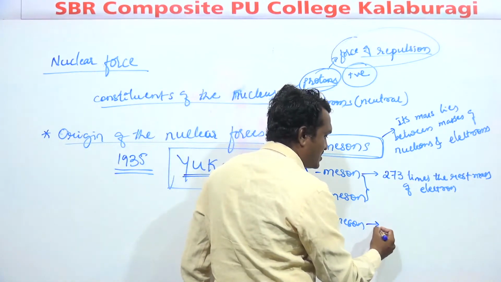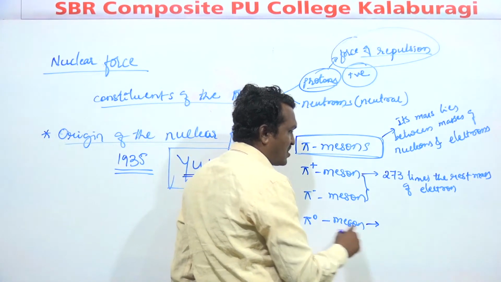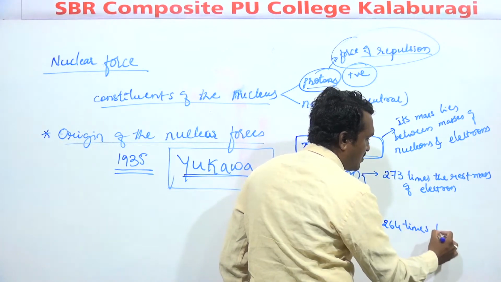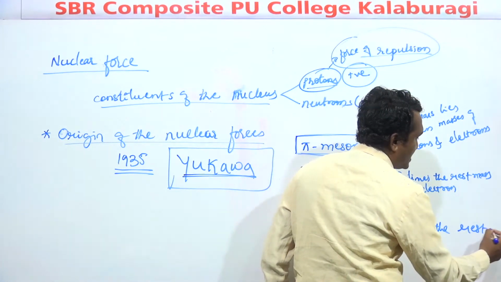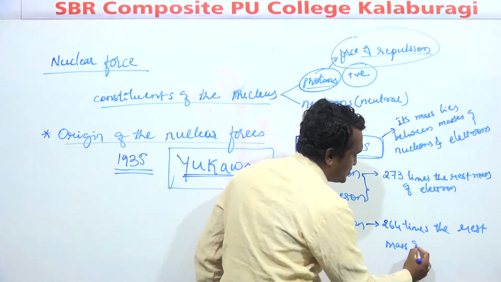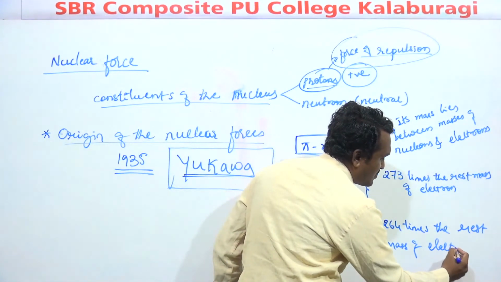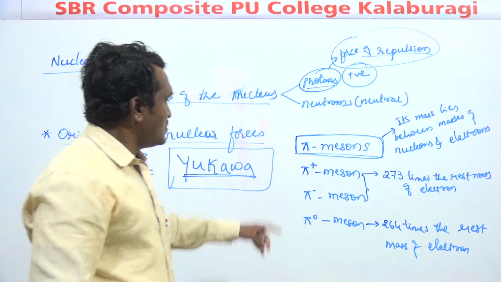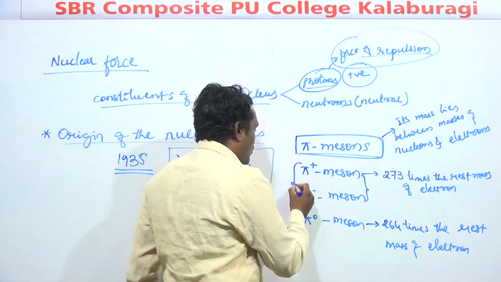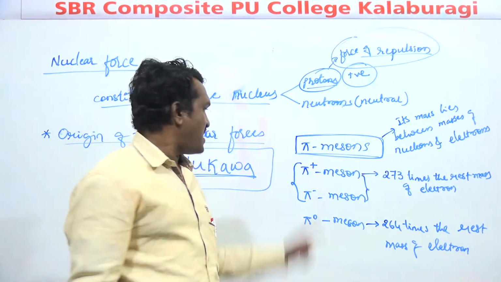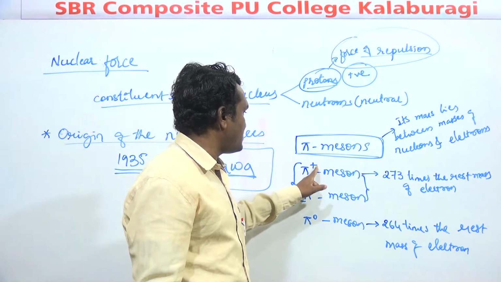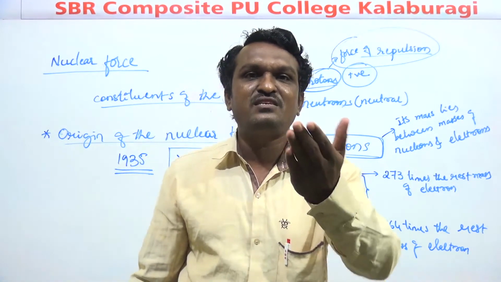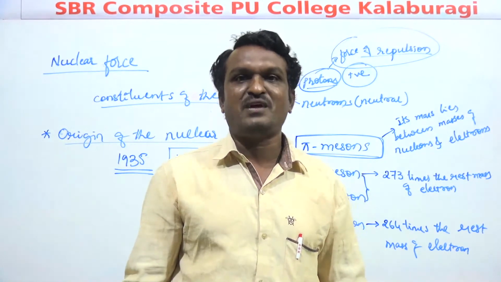whereas the mass of the neutral meson is 264 times the rest mass of the electron. So if these two mesons, pi plus and pi minus, as I am showing by the sign, have charge, then what is the magnitude of charge of these charged pi mesons?